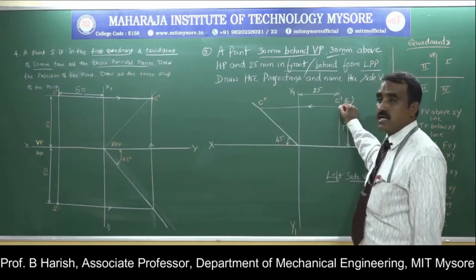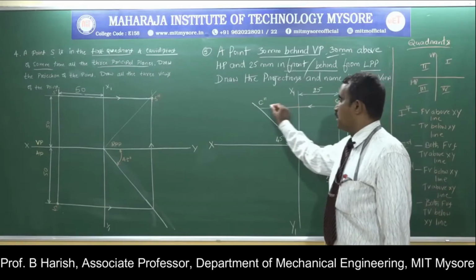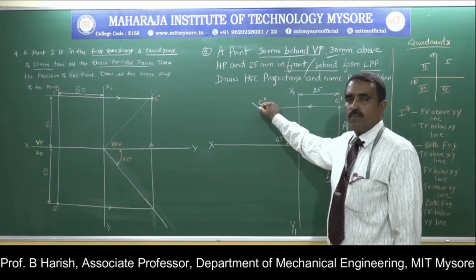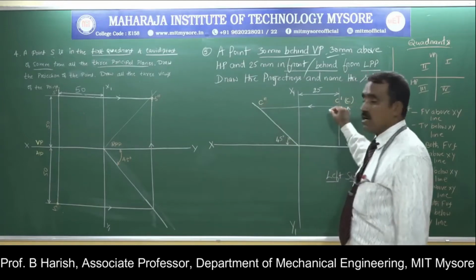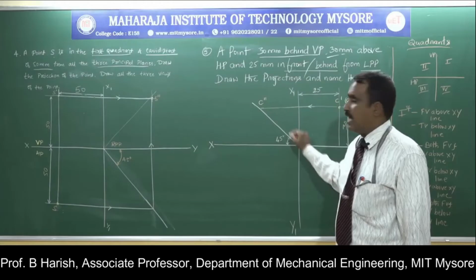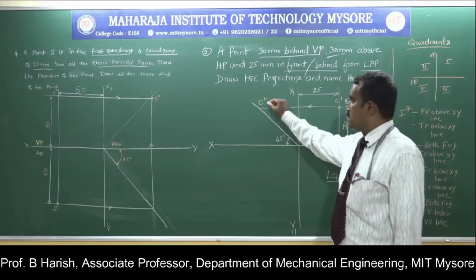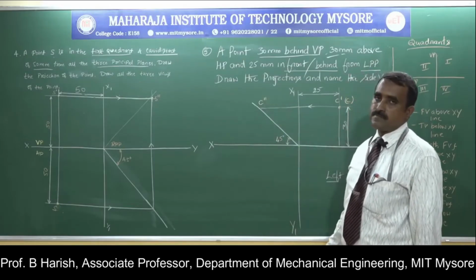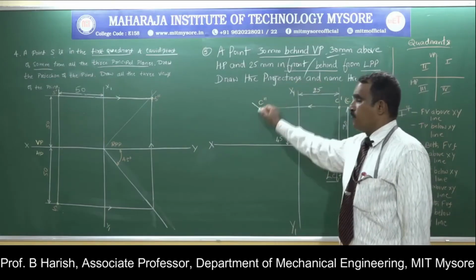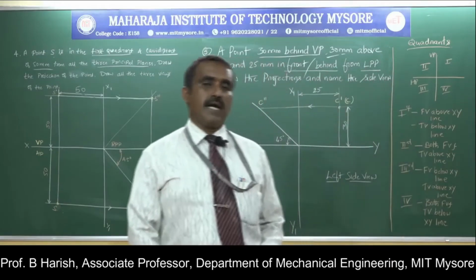Since in this case both top and front view are the same, representing the same point, I'll draw a horizontal projector in this direction until it meets the 45-degree line. According to the rule, I cannot move above or below, because both front and top are the same point. So the intersection of this horizontal projector with the 45-degree line itself is your profile view, represented as C double dash. Here it says draw the projections and name the side view. The view we get is called the left side view.